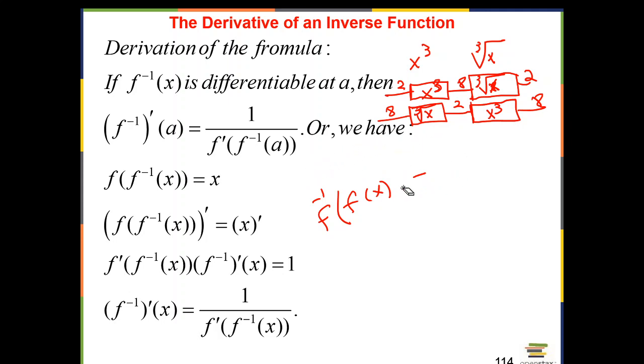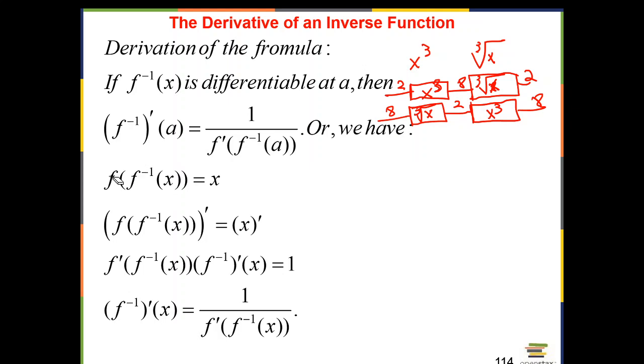So we're going to use this idea here. We say, okay, let f of f inverse of x be x, right? Now we know the chain rule. We're going to take the derivative of both sides. What's the derivative of a composite function? We just talked about it in the previous video, right?